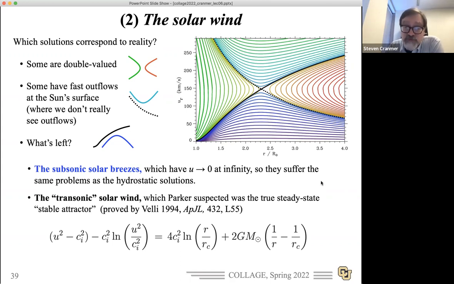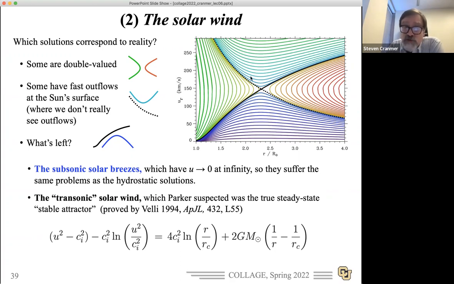And I think some of those negative referee reports were basically saying, why would the sun pick this sort of fine-tuned, just-so solution that passes through this critical point, especially because if you're approaching it and you're just a little off, you might veer off onto one of these green ones or veer off onto one of the blue ones. Why would it know to go through that exact point?